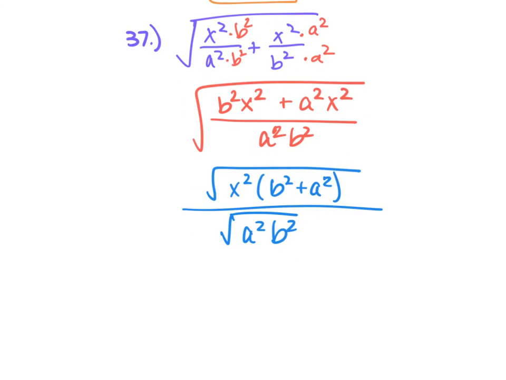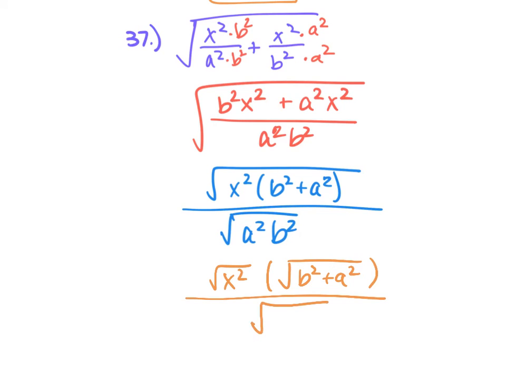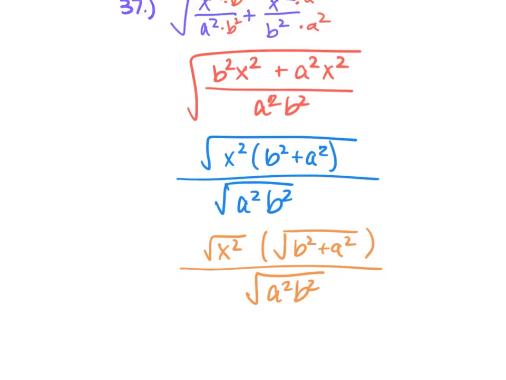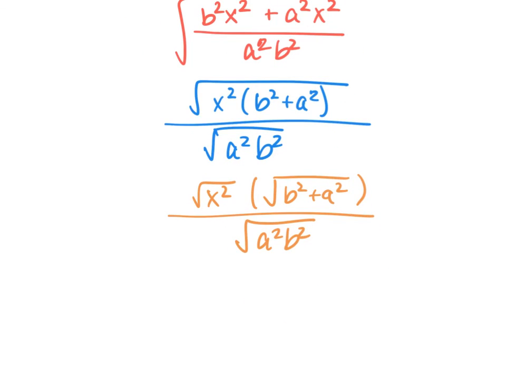When you did this, it's the same thing as saying the square root of x squared times the square root of b squared plus a squared all over the square root of a squared b squared. So from here, it would just be x times the square root of b squared plus a squared all over ab.